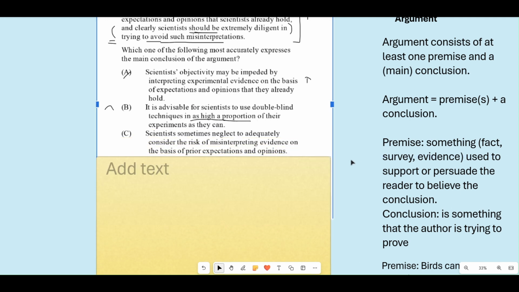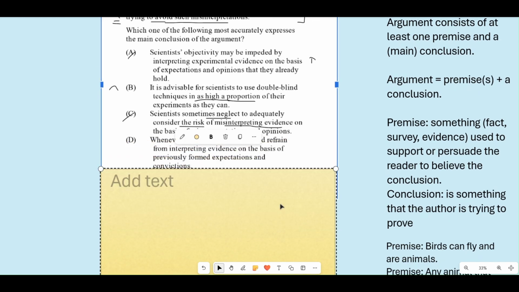C: Scientists sometimes neglect to adequately consider the risk of misinterpreting evidence on the basis of prior expectation. Okay, this is talking about misinterpreting evidence, but it's saying scientists neglect to consider the risk of misinterpreting evidence. There's nothing really in the stimulus that we can base this answer choice on. There's really nothing that mentions that they neglect to consider the risk. This is a statement that cannot be inferred from the stimulus and ultimately is not what we're looking for in the main conclusion. So it's wrong.